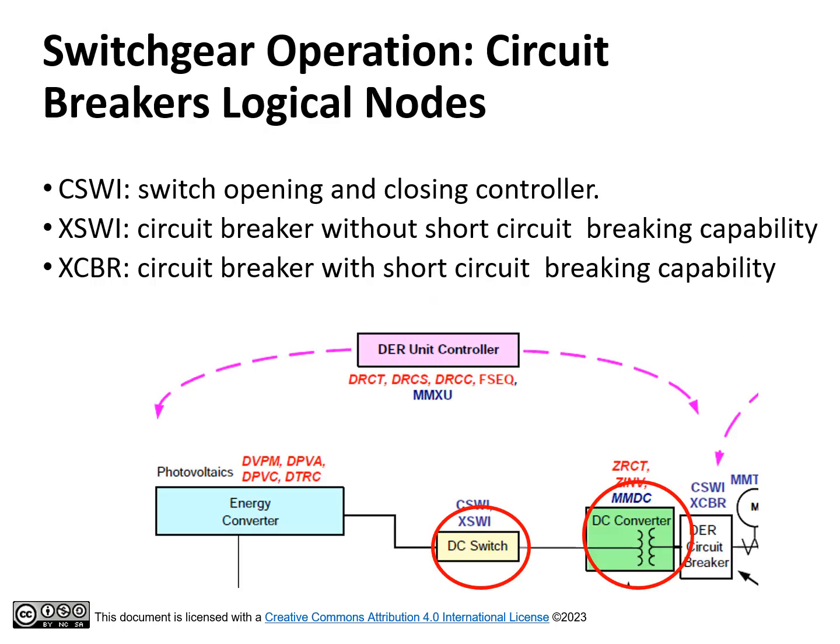Circuit breakers logical nodes include the following: CSWI, switch opening and closing controller. XSWI, circuit breaker without short circuit breaking capability. XCBR, circuit breaker with short circuit breaking capability.